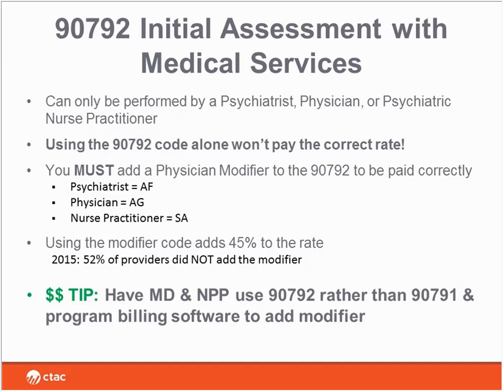So 90792 is the initial assessment with medical services. These services can only be performed by a psychiatrist, a physician, or a psychiatric nurse practitioner. You'd think because of that the code alone would pay you properly for that credential level, but it doesn't. You have to add a modifier to that code in order to be paid properly. So here are the modifiers: AF for psychiatrist, AG if it's a physician, and SA for your psychiatric nurse practitioner.